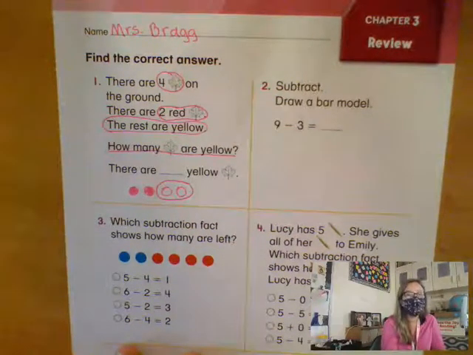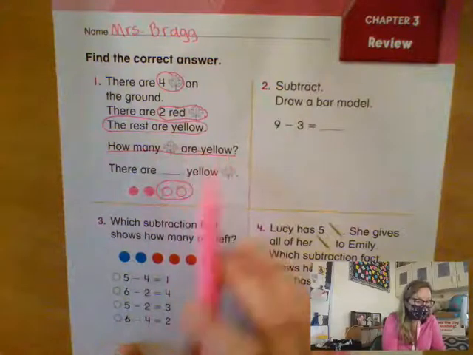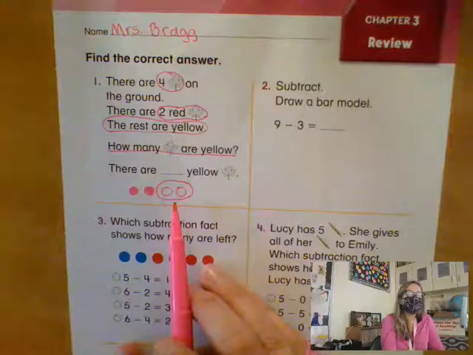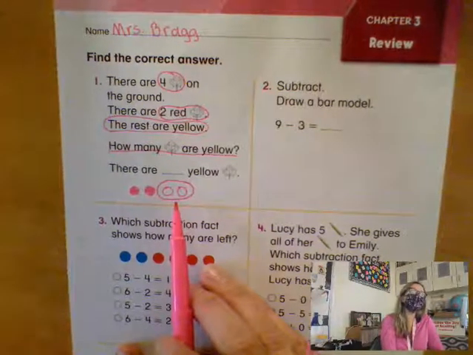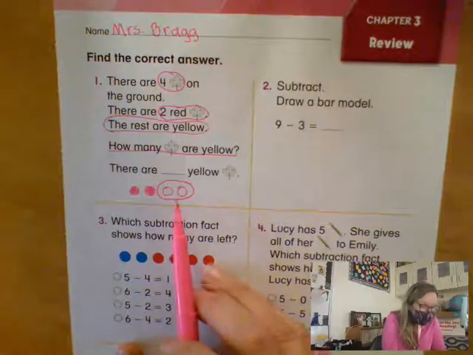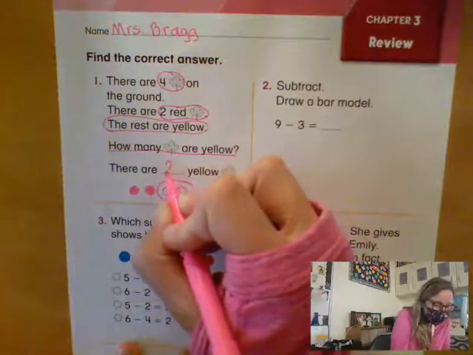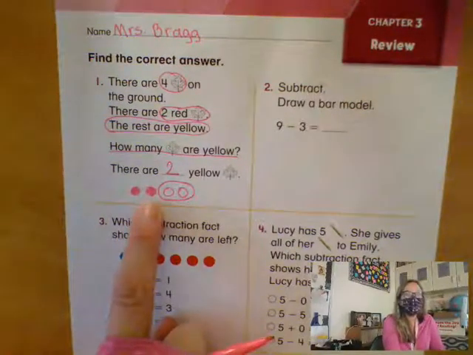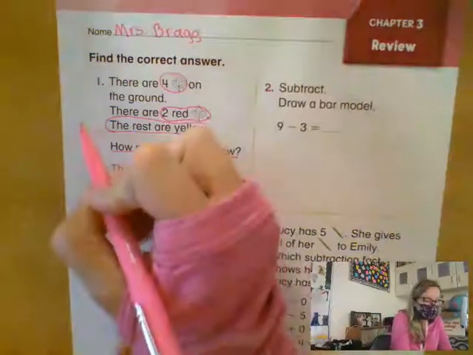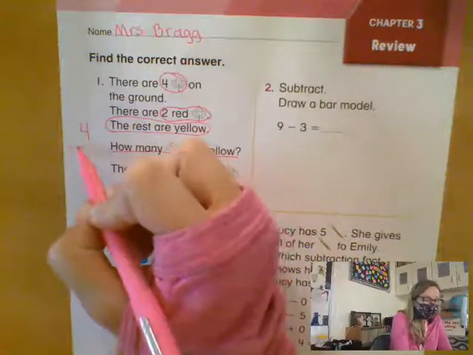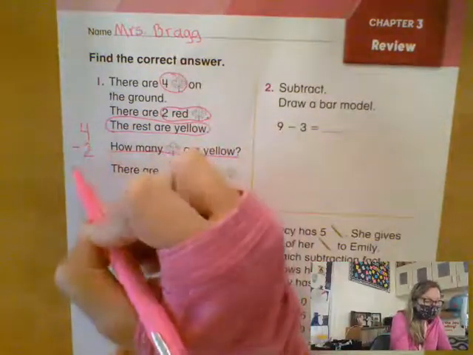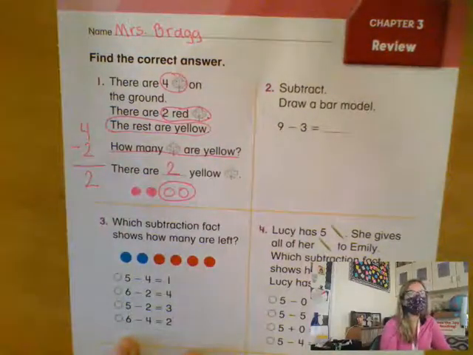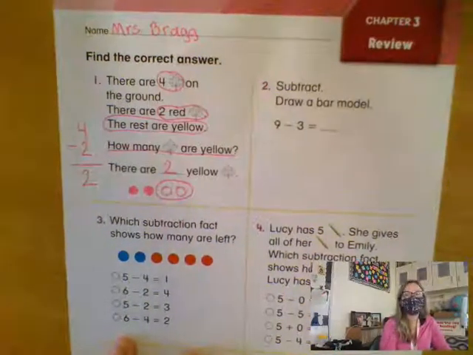So how many yellow leaves are there? Raise your hand if you know. Eva? You're Eva's cousin. I'm sorry. Emma? 2. So there are 2 yellow leaves. If I were to write this in equation, it would be 4 leaves, take away the 2 red leaves, equals 2 yellow leaves. So your answer for that one is 2.